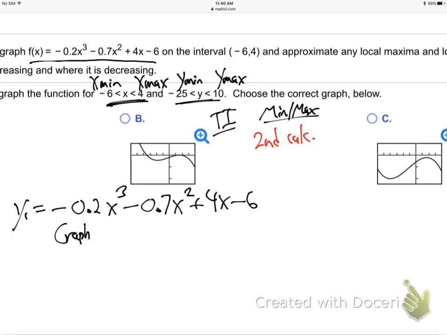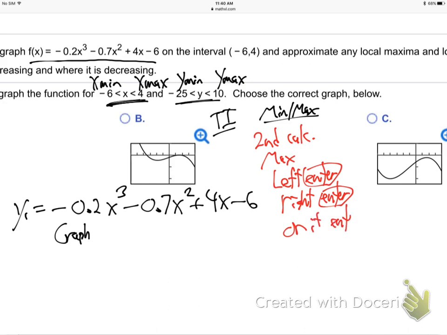Yeah. So for the TI, you hit second calc, and then isn't there like a max option or something? There's like a max or a min. There's a min and a max. So just choose whatever you're trying to find. And then you got to do the whole left of it, enter. See, the TI is more work. Right of it, enter. And then on it, enter. You know what I mean by that?